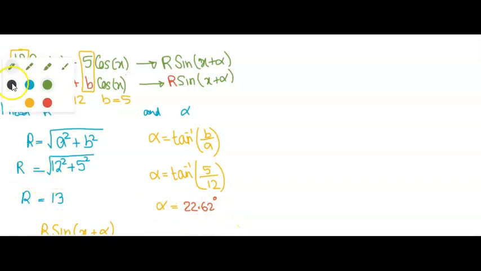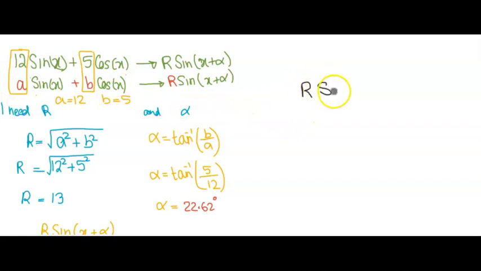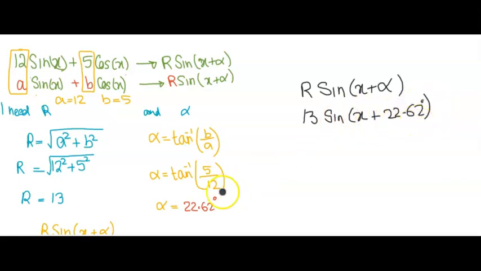So I can rewrite the equation as R sine(x + alpha). R is 13. Sine x, I still don't know what x is, plus 22.62. In case your answer is negative, you need to put a negative here. If it's positive, just copy this thing here. And that is your answer.